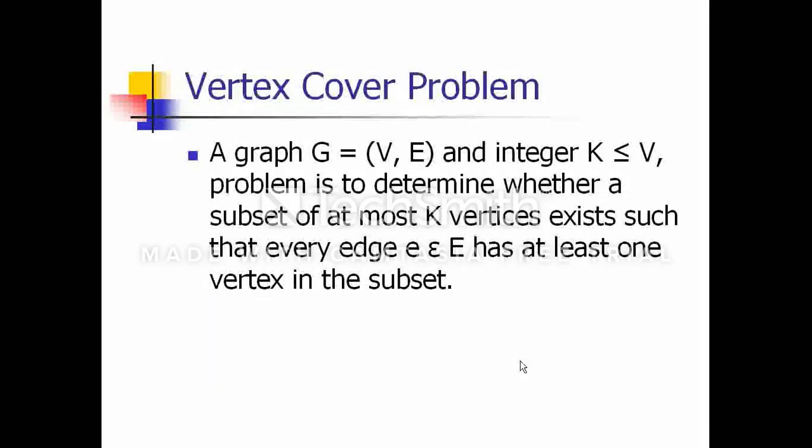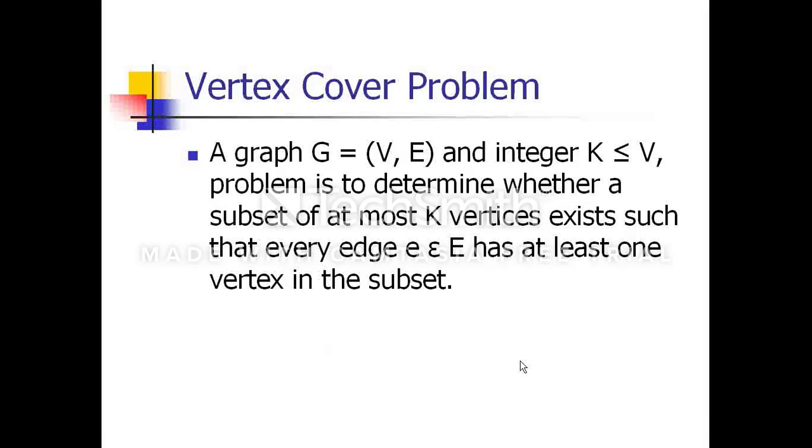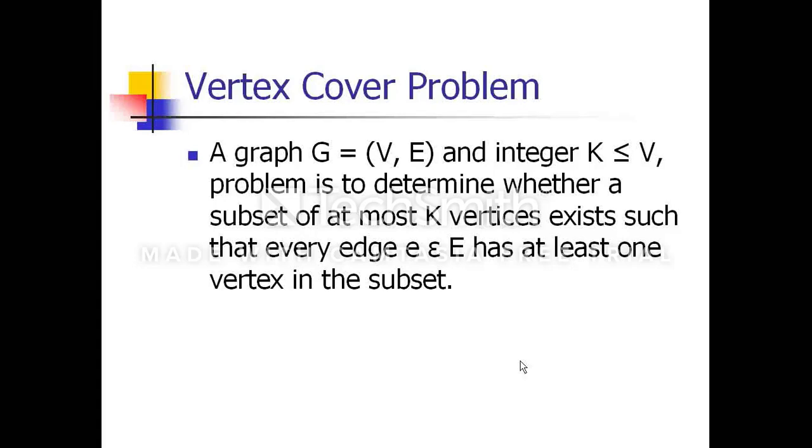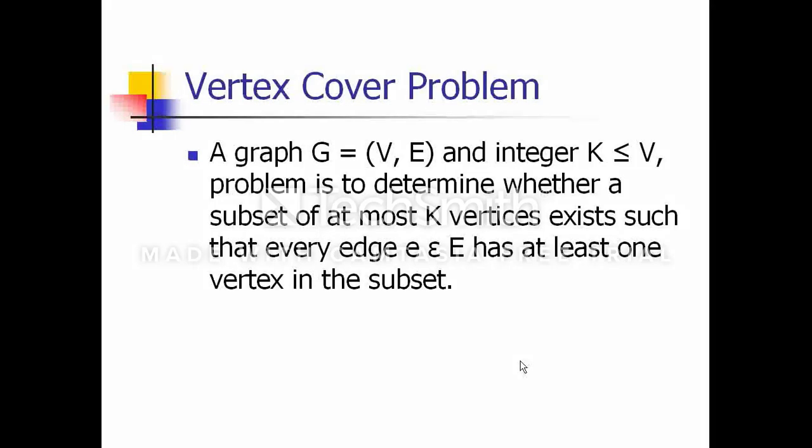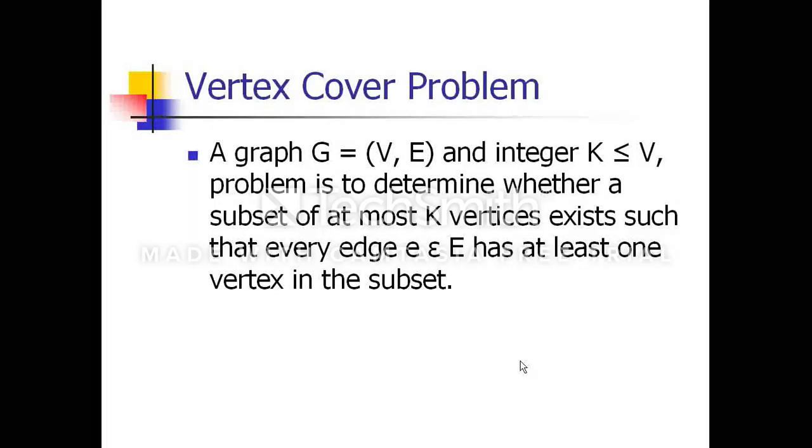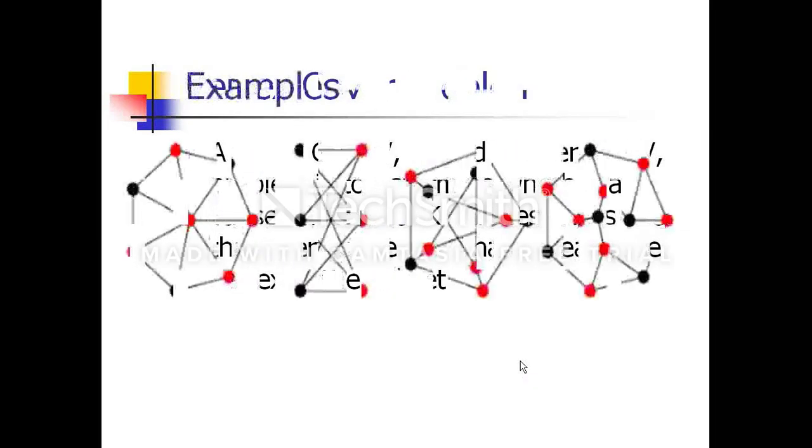So let us see what is vertex cover problem. Basically, you will be given an undirected graph having v number of vertices and e number of edges. The problem is to find out the subset of size k vertices such that k is less than or equal to v, and it is going to cover all the edges of the graph. So given an undirected graph, the problem is to find the minimum size vertex cover.